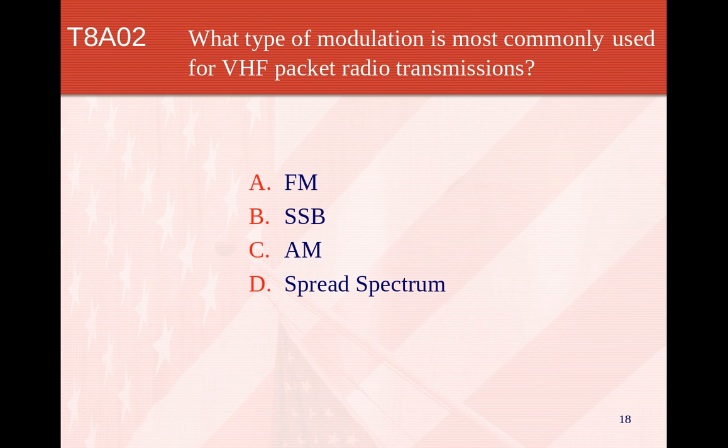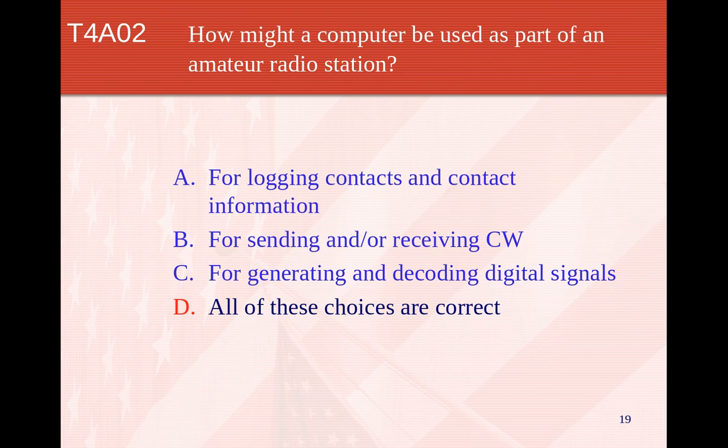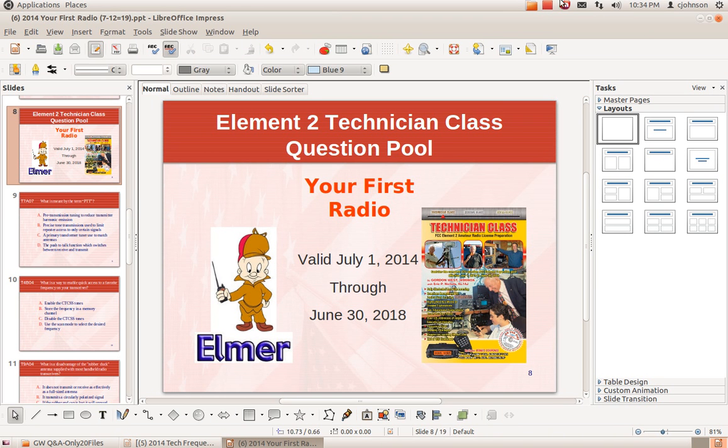What type of modulation is most commonly used for VHF packet radio transmission? And that is FM. How might a computer be used as a part of an amateur station? It's for logging contacts, contact information, sending or receiving CW or Morse code, and for generating and decoding digital signals. And of course, all these choices are correct. And that is the end of section 6, your first radio question and answer.